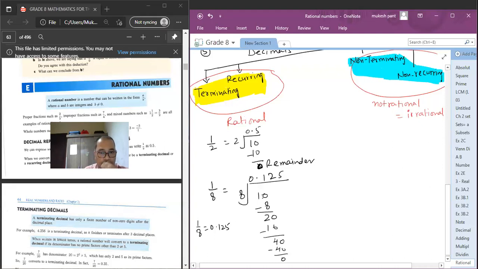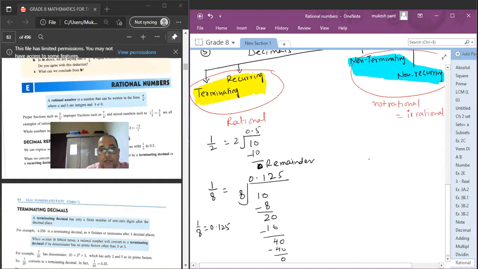So whenever division finishes at some step, like here where division is finished at the third step with remainder 0, these are called terminating decimals. I think now it's clear. Numbers like 0.5 and 0.125 are terminating.